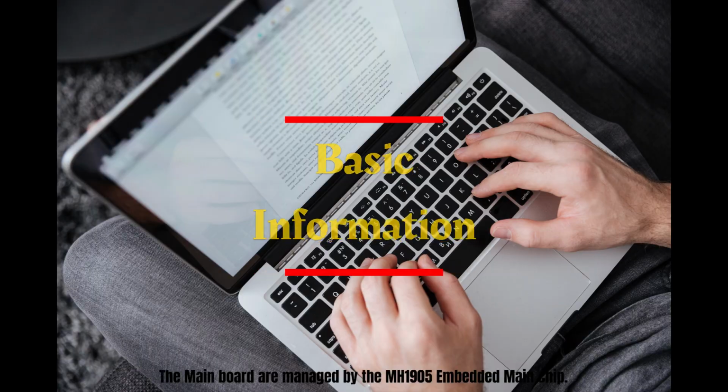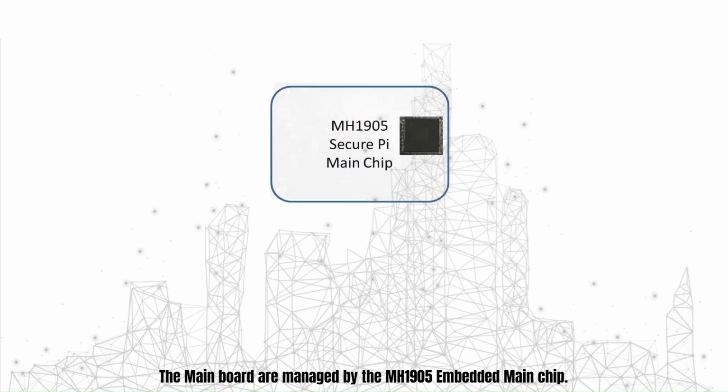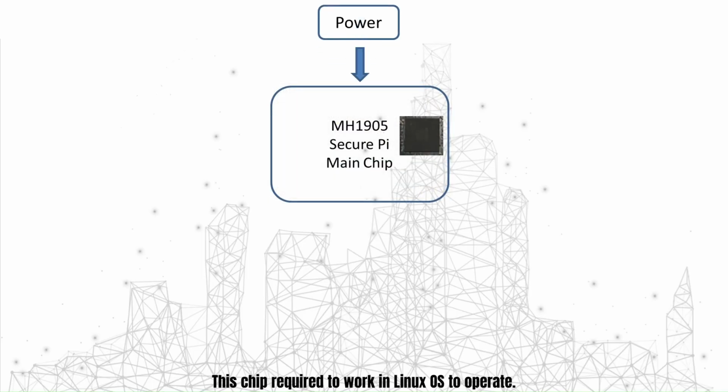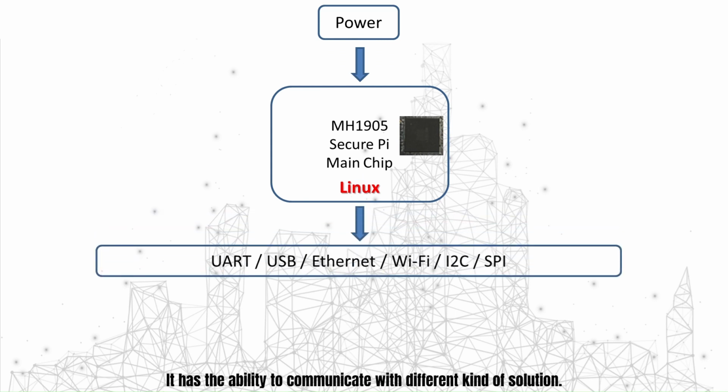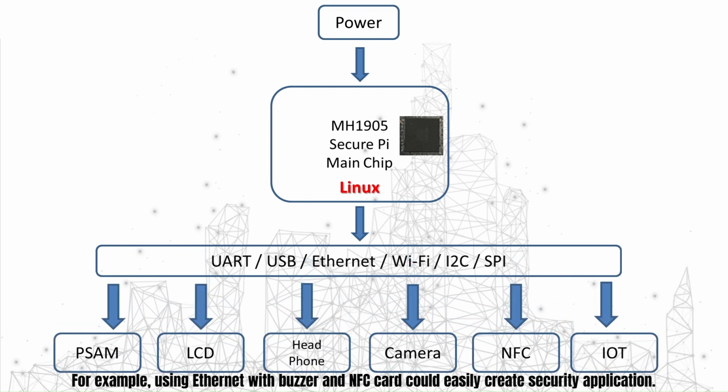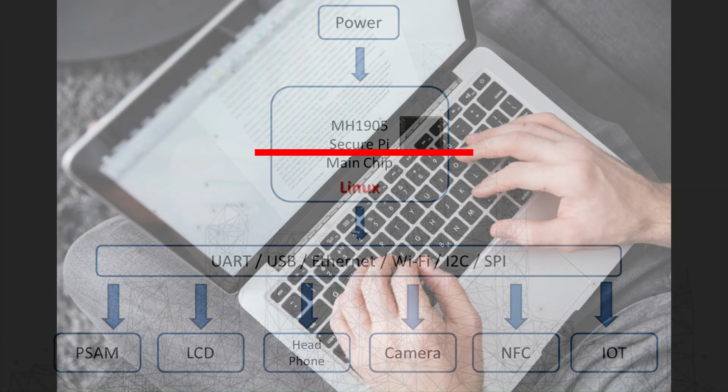Basic information. The main board is managed by the MH1905 embedded main chip. This chip is required to work in Linux OS to operate, by combining with different kinds of interface. It has the ability to communicate with different kinds of solutions. For example, using Ethernet with buzzer and NFC card could easily create a security application.